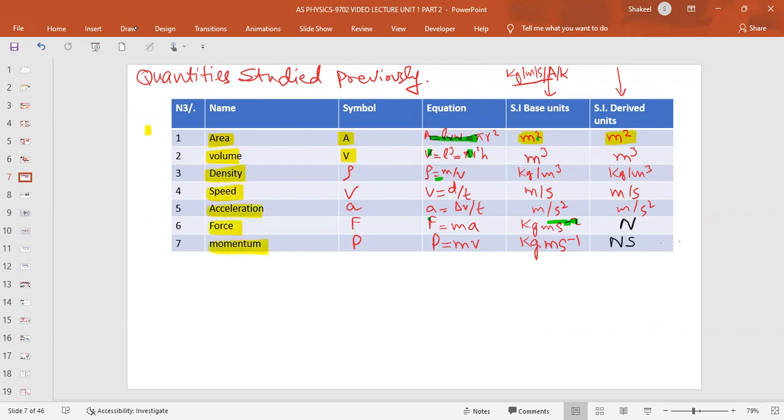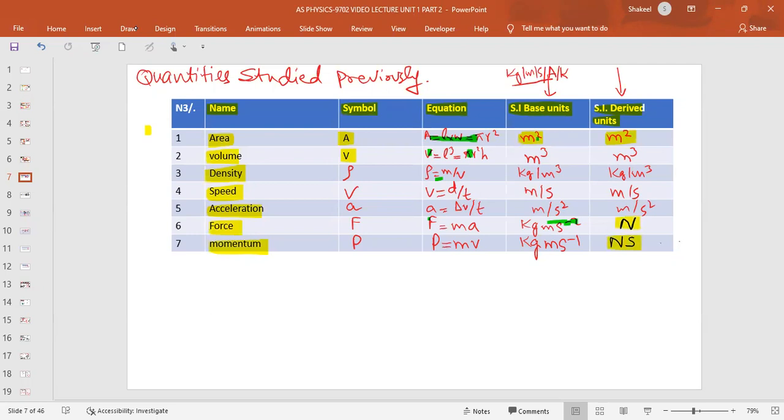So what you can do is pause the video over here, and carefully look at these 7 quantities with their name, what is their symbol, what is their equation, what is their SI base unit, and what is their SI derived unit. For momentum, it is Newton second.